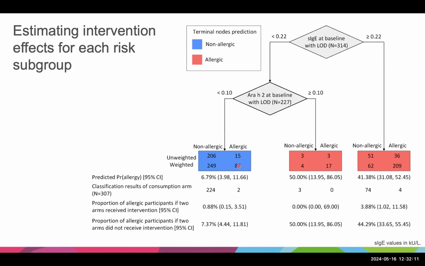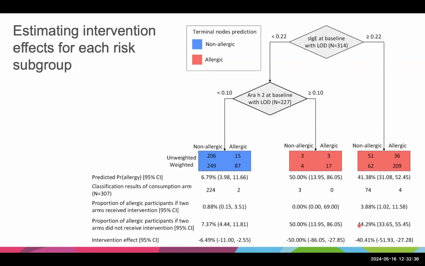The last one, but the first in the order, is the risk subgroup that's predicted as not allergic. It had a 70.3% probability of peanut allergy if they did not eat peanut starting early until 60 months of age, and less than 1% if they received the intervention. So we calculated the intervention effect out of this.